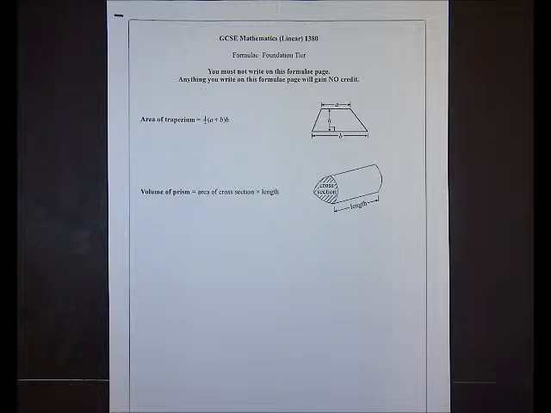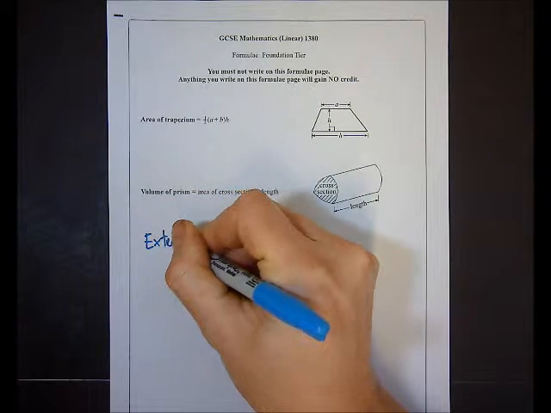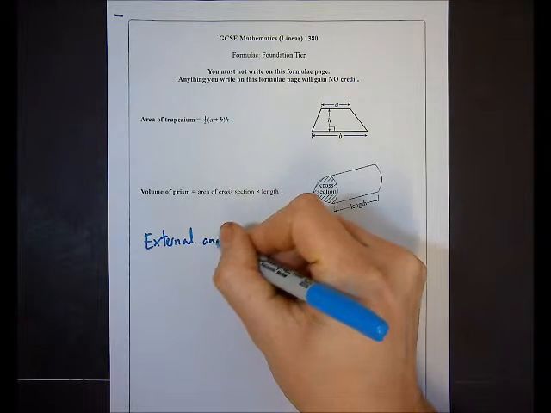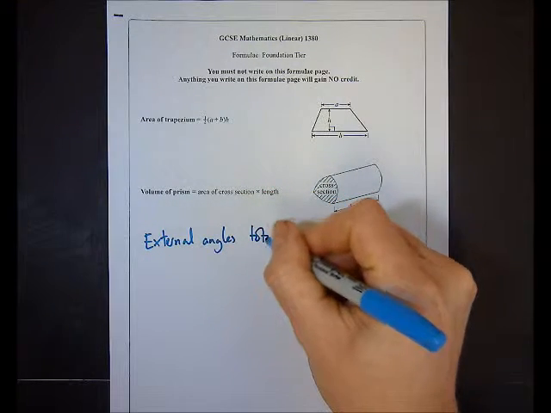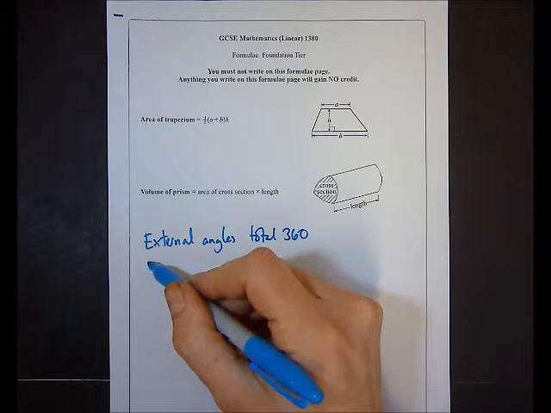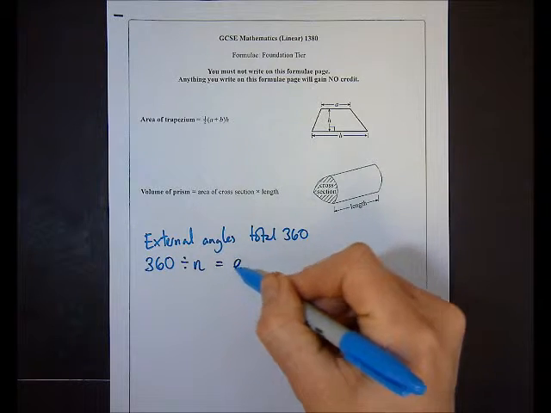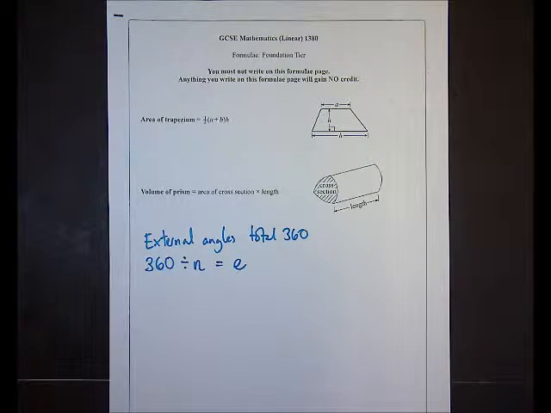Again, as always, I would write down on the formula page anything you think you are going to struggle to remember throughout the exam. For example, it may well be that the external angles of any polygon total 360 degrees, and therefore to find each external angle you need to do 360 divided by n, and that gives you each external angle. Anything you think you're going to forget during the exam, make sure you write it down nice and early, and then you won't have to remember it.